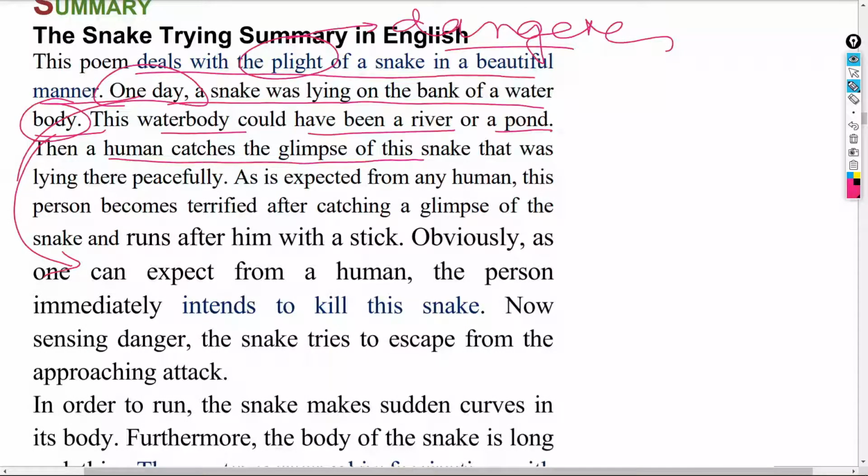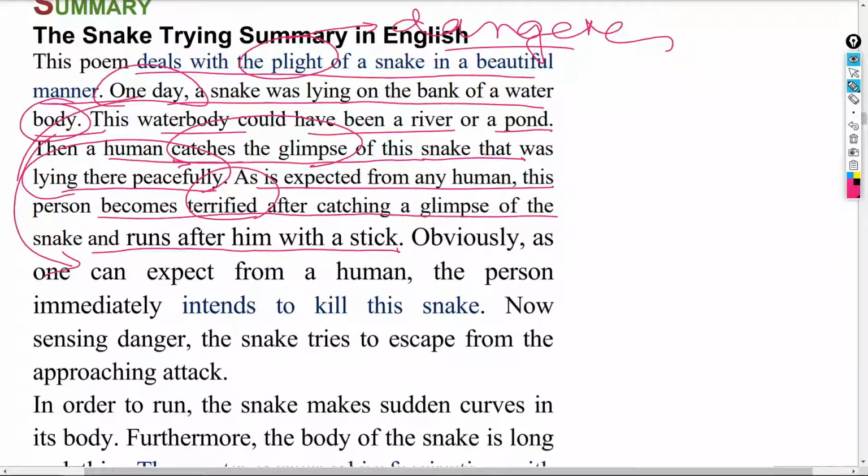Then a human catches a glimpse of this snake that was lying there peacefully. So उसके बाद क्या हुआ, एक आदमी आया, उन्होंने उनका एक झलक देखा. देखने के बाद क्या हुआ, so at that time it was lying very peacefully by the bank of the river or the water body. As is expected from any human, this person becomes terrified after catching a glimpse of the snake and runs after him with a stick. So कोई भी human being जो होगा उसका पहले reaction क्या होगा, so he will be terrified thinking that it is a symbol of death, and therefore as a reaction what he will do, he will take the stick and pursue it.